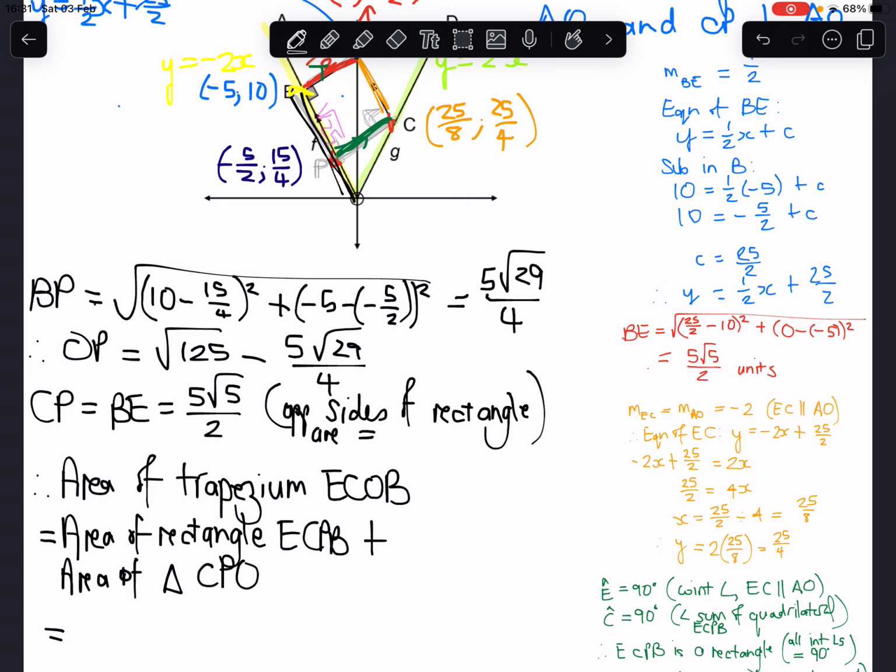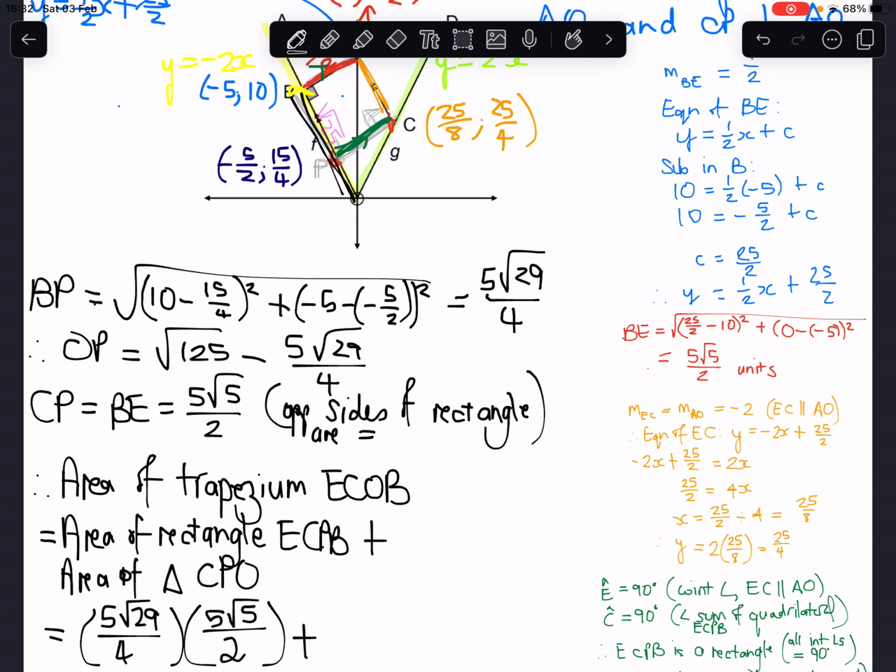Okay, so the area of rectangle ECPB is going to be BP, which we found to be 5 root 29 over 4, times the length of CP, or BE, whatever. Okay, so CP, BE, whatever. That is 5 root 5 over 2.